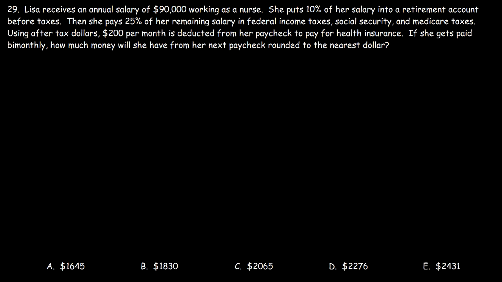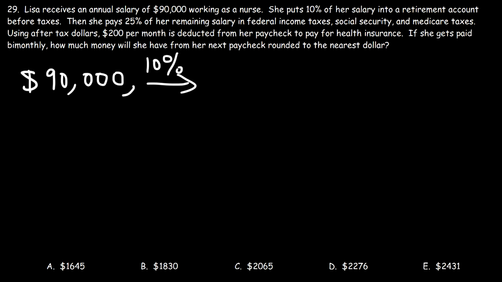So how can we solve this problem? Well, let's begin with her annual salary, which is $90,000 per year. Now, 10% of this amount is going to go into her retirement account. So what is 10% of 90,000? You just got to move the decimal one unit to the left. 10% is going to be 9,000.